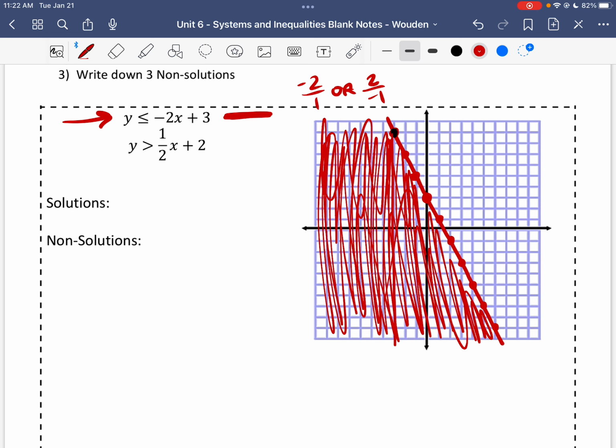Okay, because it's everything less than this line. Okay, now let's do this one in blue. Y is greater than or equal to 1/2 x plus 2. I'm going to go to 2 on my y-axis. That's my y-intercept. My slope is 1/2, which means I go up 1 to the right 2, up 1 to the right 2, up 1 to the right 2.